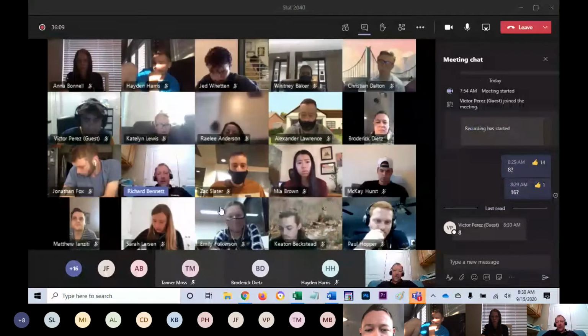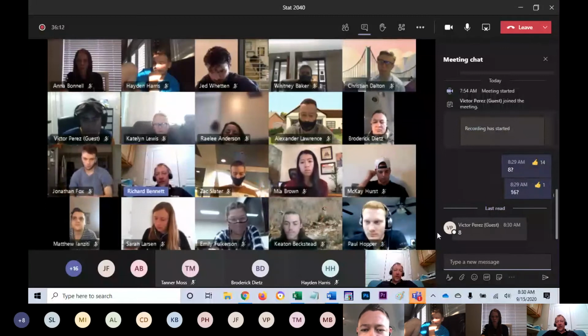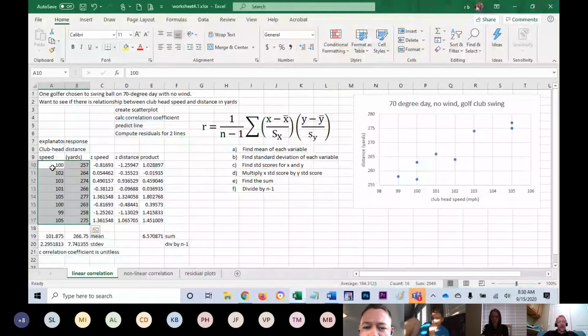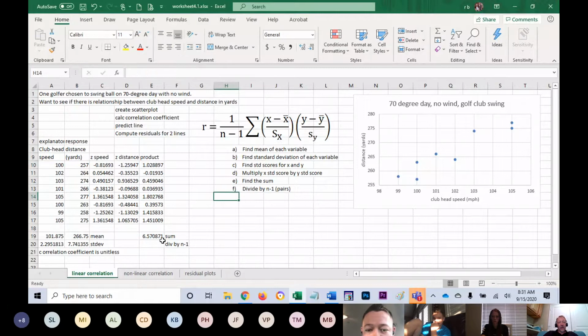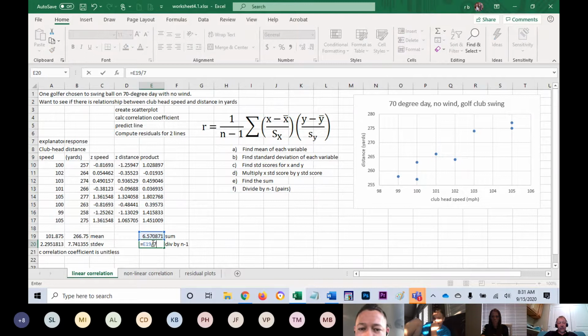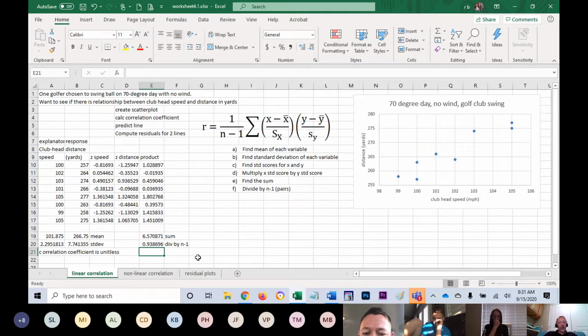So anyway, going back to my poll here, it looks like the majority of the class says 8. Realize this is the same person being measured twice, right? It's the same person hitting the club 100 yards and going 257. So yes, your sample size is 8. So when we divide by n minus 1, you can think of that as n minus 1 pairs. So if my sample size is 8, I'm going to divide by 7. And that gives me 0.93866.